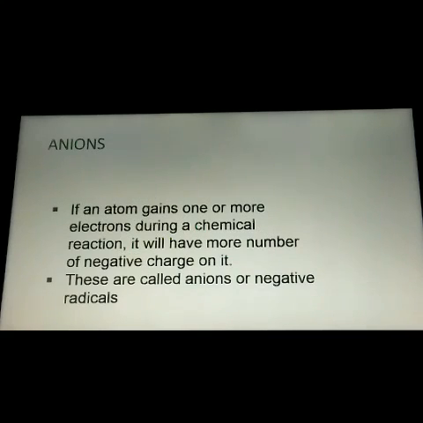Now let us move on to the anion. So what is an anion? If an atom gains one or more electrons during a chemical reaction, it will have more electrons in it, or more negative charge in it. These are said to be anions or negative radicals. So an anion is formed when an atom gains one or more electrons during a chemical reaction and has more negative charge on it. These are called anions or negative radicals.